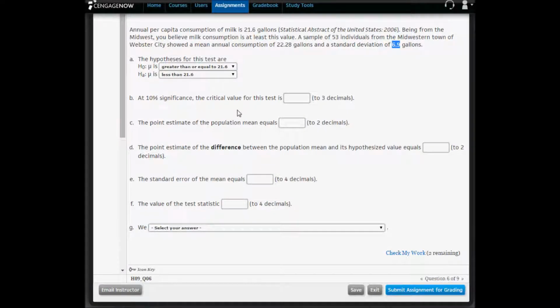In part A, we need to determine the critical value. The significance is 10%. The critical value is going to be negative. The critical value will be negative because the alternative hypothesis says mu is less than 21.6. The alternative hypothesis is indicating a lower tail test.